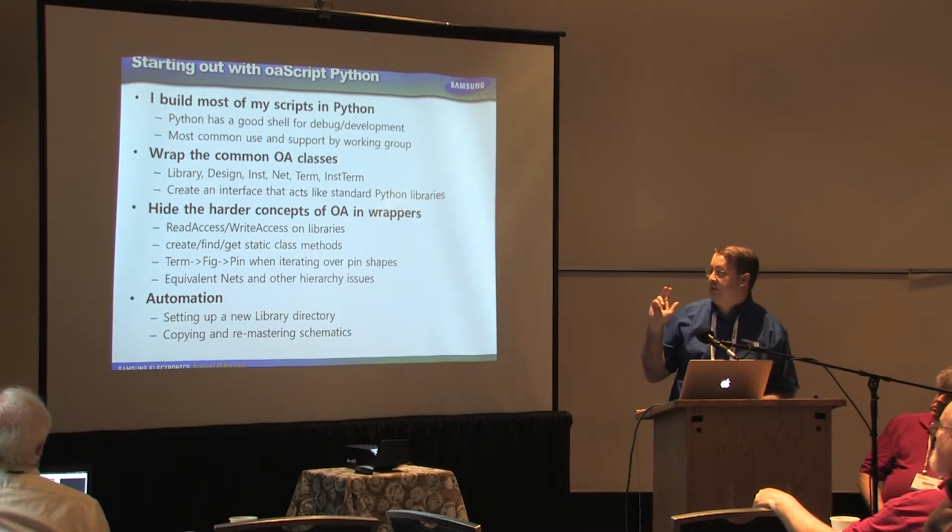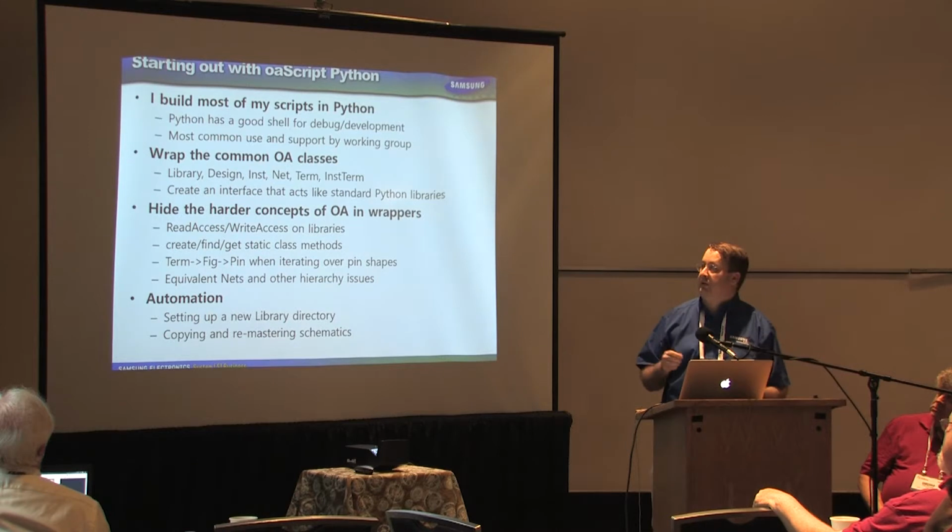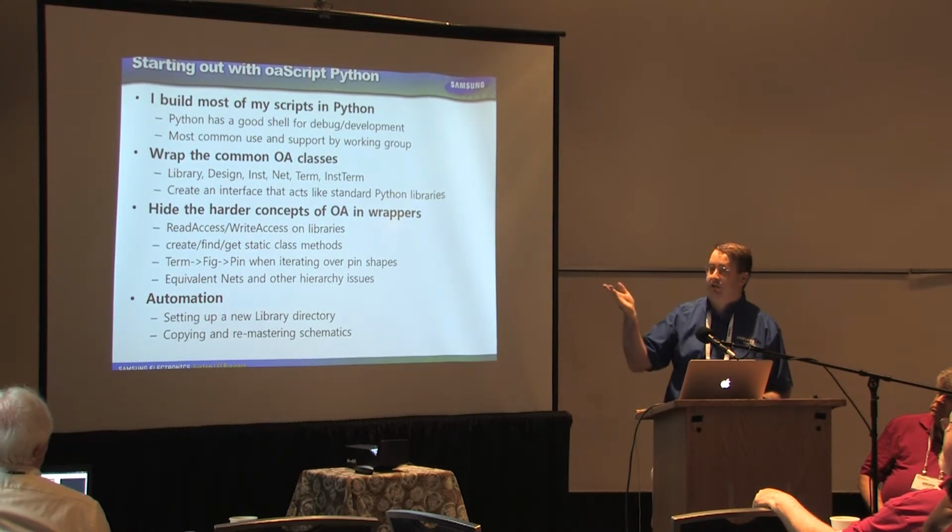I highly recommend this, and this is one thing I did when I first started: I wrapped the common OA classes with my own classes. They're analogous. I just changed the interface. So the libraries, the design, the inst, net term, inst term. You can even change the names to what your company calls these things. If it's not an inst term, it's a pin at your company, you can change the name to pin if you like.